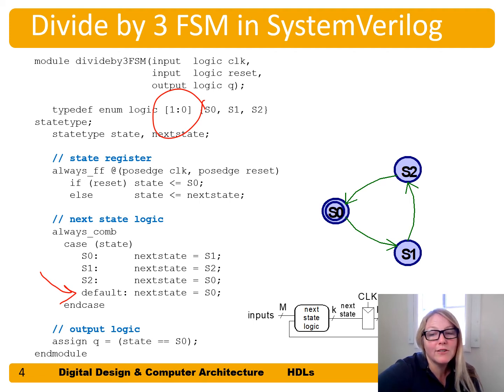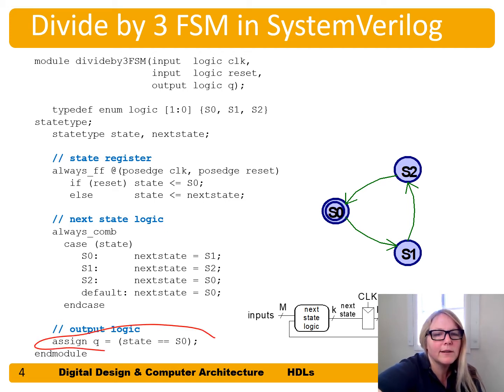So this is combinational logic. It needs to know, even though that state will never happen, what would happen if that state did occur. So it can be deterministic for every possible combination of inputs. So don't forget that default statement in your case statement. And now the output logic, we say, okay, assign Q equals, well, when state is equal to S0, we want that output Q to assert. So Q asserts when state is equal to S0.